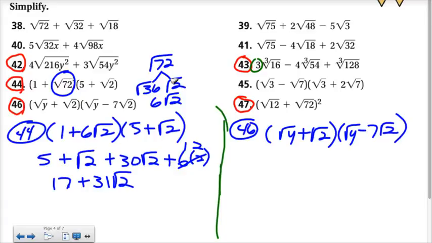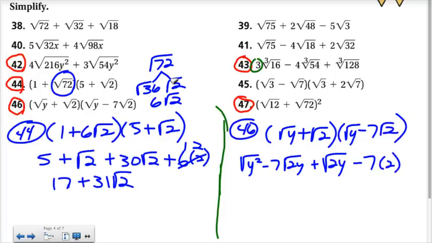So first times first will get you the square root of y squared. Outside times outside will give you negative 7 square roots of 2y. Inside times inside will give you plus the square root of 2y. Because remember, when you multiply radicals, you can actually do that multiplication underneath the radical symbol. And then last times last will give us negative 7, but the square root of 2 times the square root of 2 will give us 2.